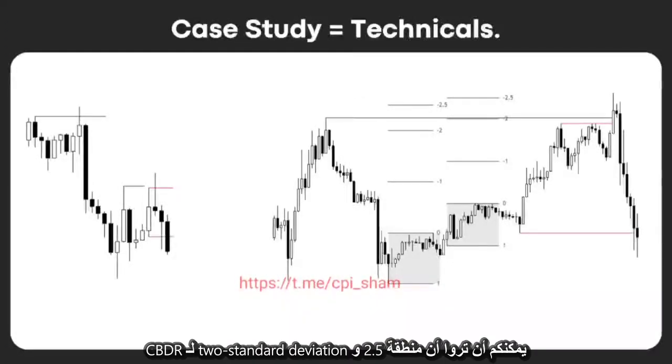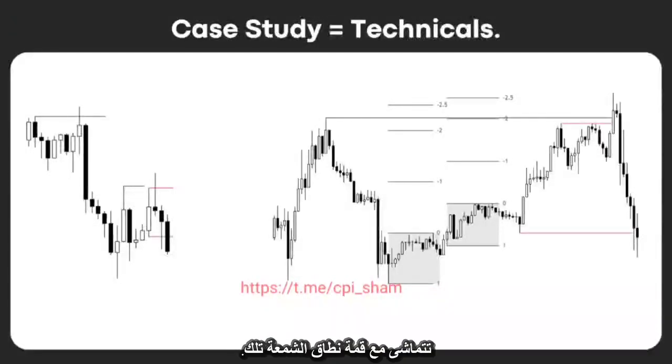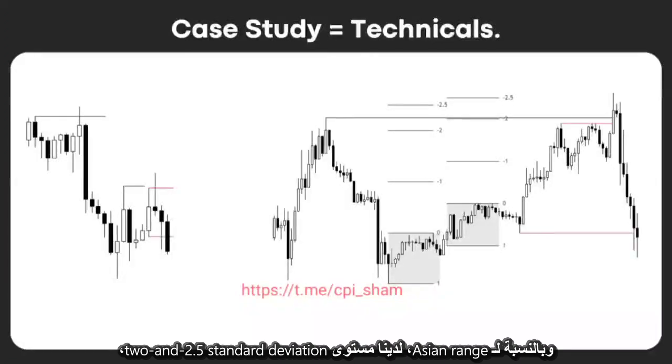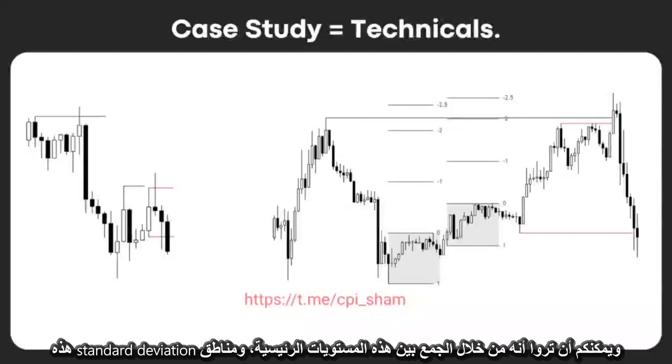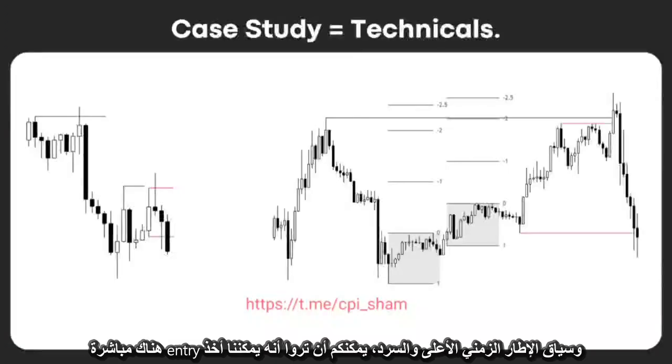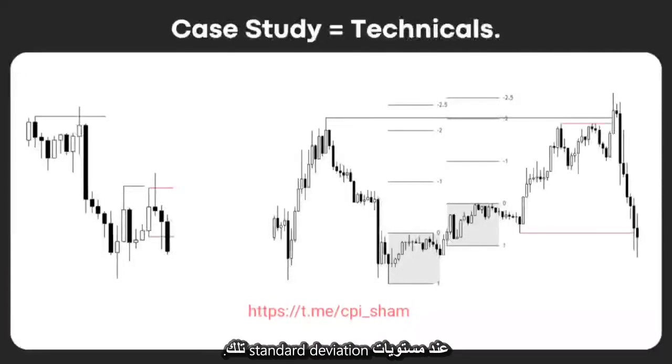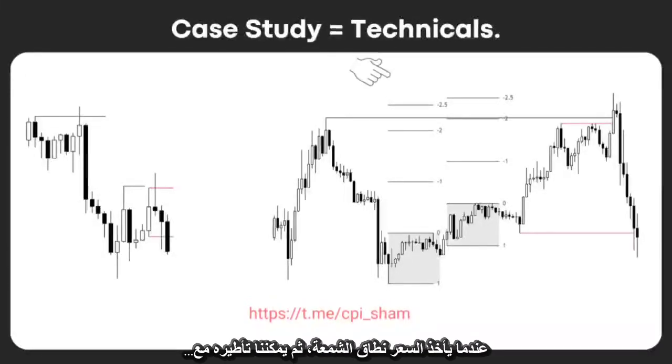candle range or CRT. You can see that the 2.5 and 2 standard deviation zone of the CBDR aligns with that candle range high, and then for the Asian range we have the 2 and 2.5 standard deviation levels, which align with each other and with the other standard deviation levels. And you can see that by combining these key levels, these standard deviation zones, and the higher time frame context and narrative, we can take an entry right there at those standard deviation levels once price takes out the candle range, and then we can frame an entry there.